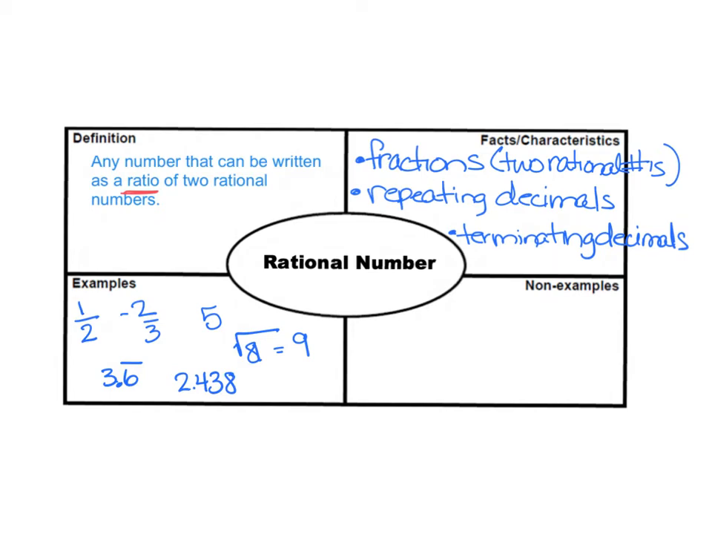So they can be positive, they can be negative. There are whole numbers and there are fractions. They are our terminating and our repeating decimals. All right, so our non-examples are going to include these irrational numbers. And those, we define as numbers that go on and on forever without repeating.